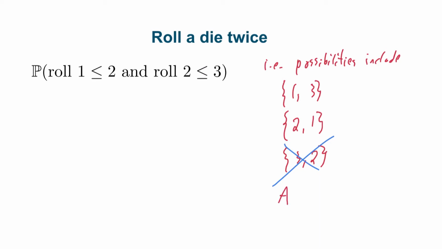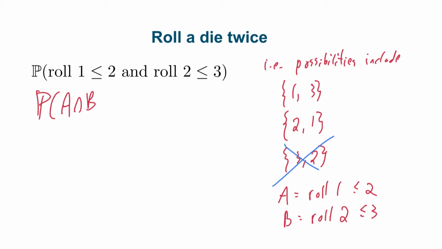So let's say that A is the event roll 1 is less than or equal to 2, and B is the event that roll 2 is less than or equal to 3. Then I'm looking at the event A intersect B. How do I compute this? Well, what I would like to do is say that this is the probability of A times the probability of B. And it actually is in this case, but we should know why. What allows us to say that?